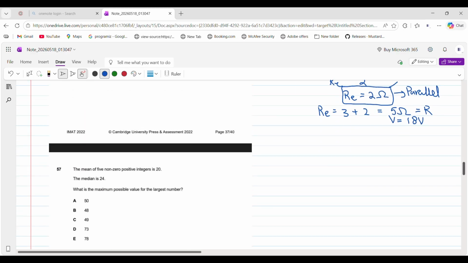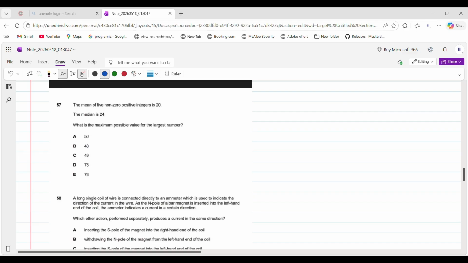Now let's move towards our next question, which is the 57th. Again, not difficult at all. The mean of 5 non-zero positive integers is 20. So basically we have 5 numbers and their mean is 20. Mean is the same as average, right? Mean or average formula is sum of values upon number of values.